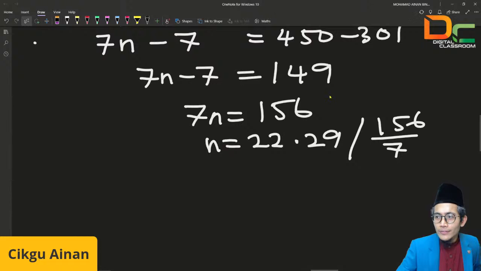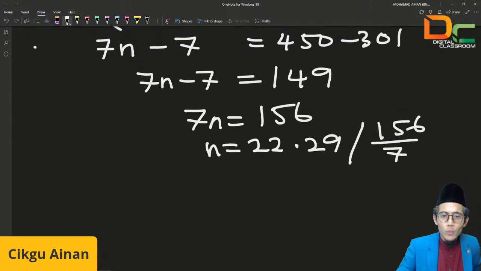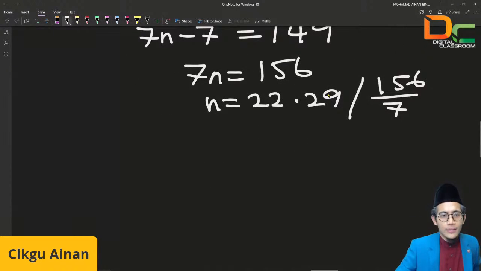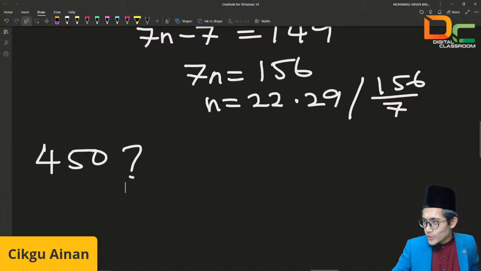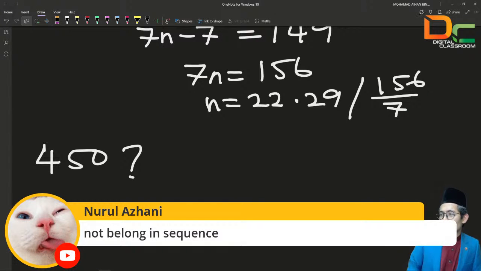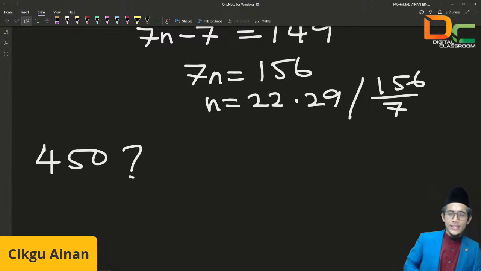Can we locate nombor tadi, berapa? 450 ni. 450 ni adalah term yang ke berapa? Boleh ke? Can or cannot? Please respond in the comment. I want to see. Not belong. Bagus, Azahani. Not belong in the sequence.